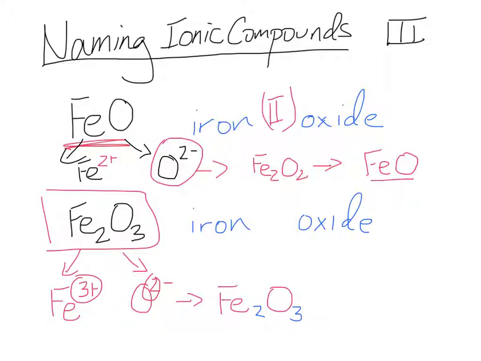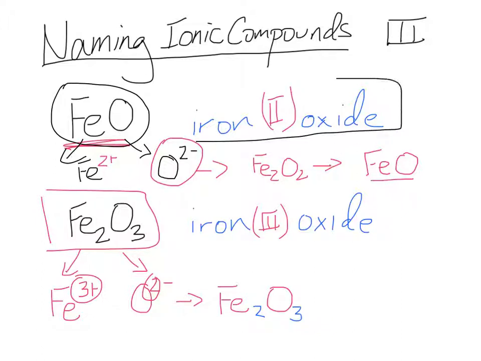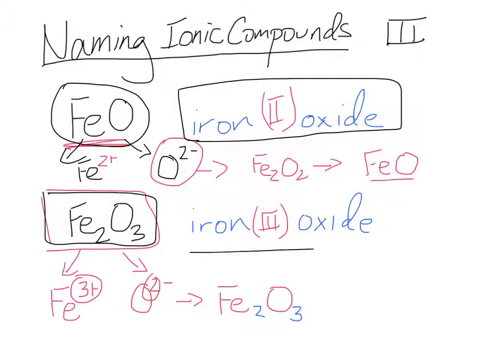So the name of this compound has a Roman numeral 3 in between the two names of the ions. So one more time, this compound is known as iron 2 oxide, and this compound right here is known as iron 3 oxide. All right, let's come up with another example in another slide.